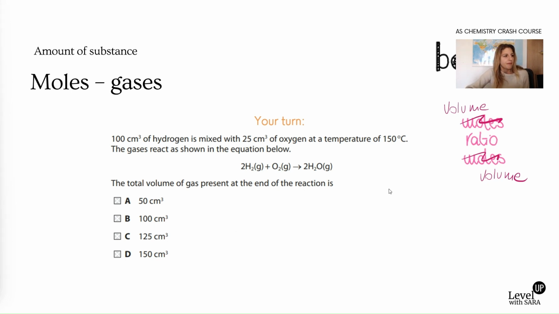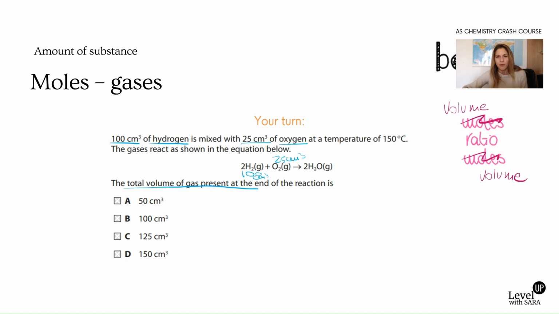So, first thing, there is a lot going on, so highlighting could help. We have 100 cm³ of hydrogen. Otherwise we can write it here. We have 100 cm³ of hydrogen mixed with 25 cm³ of oxygen. Those are the things we have. We want the total volume of gas present at the end of the reaction.